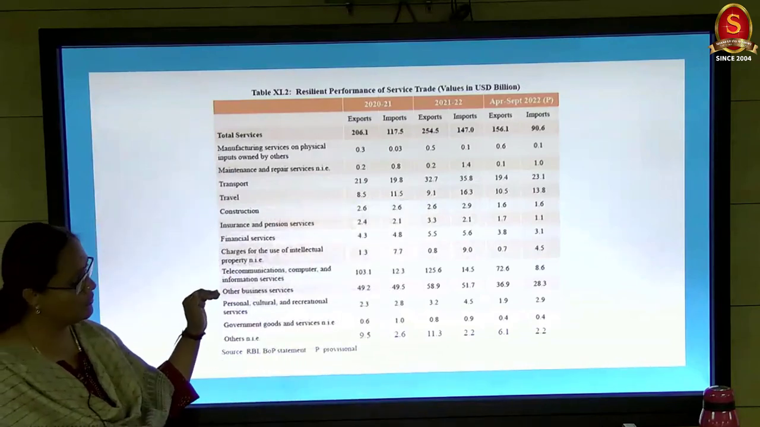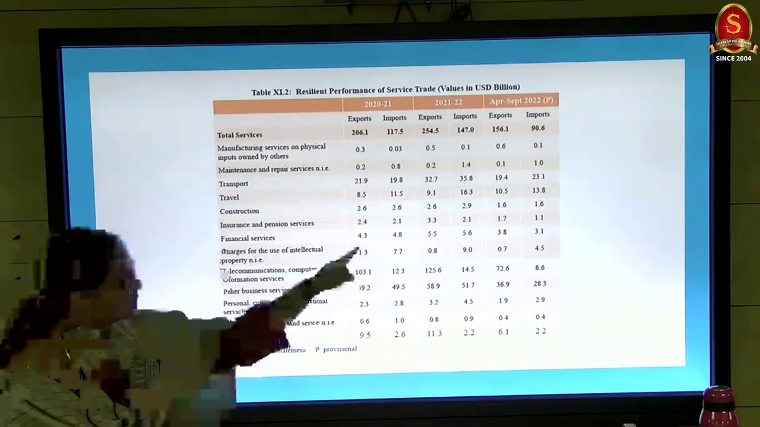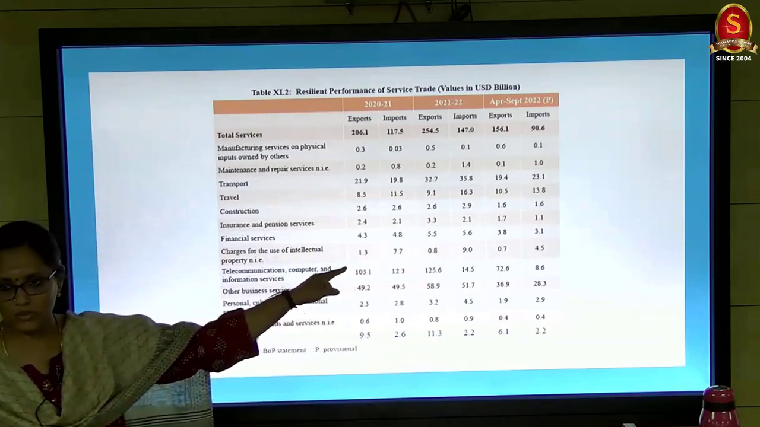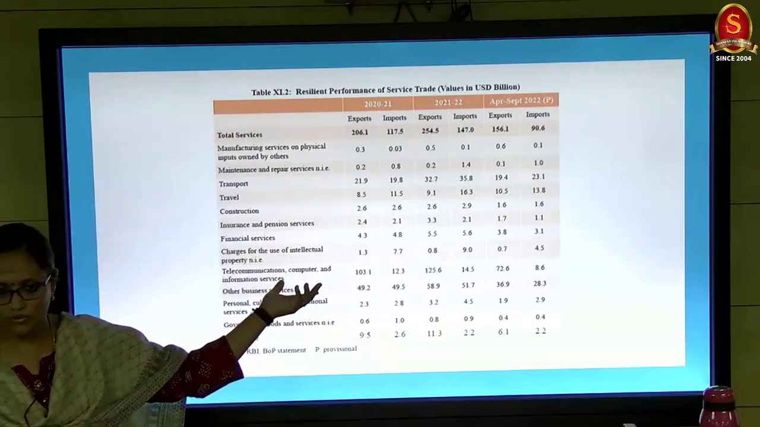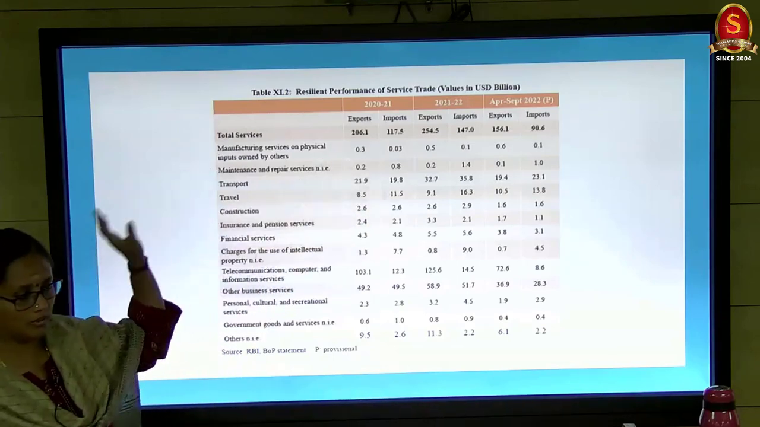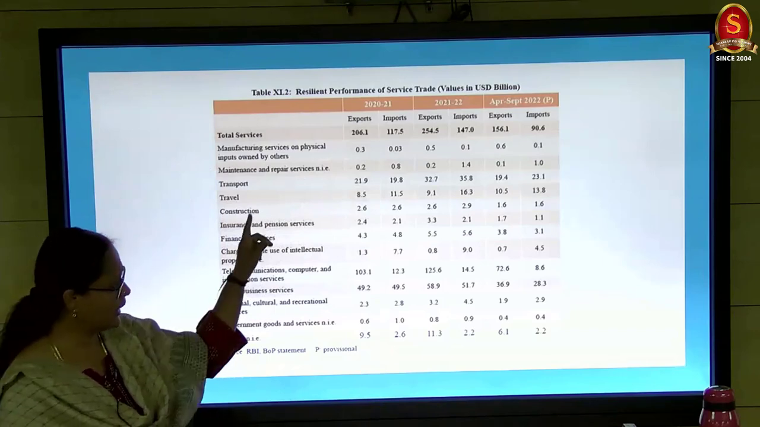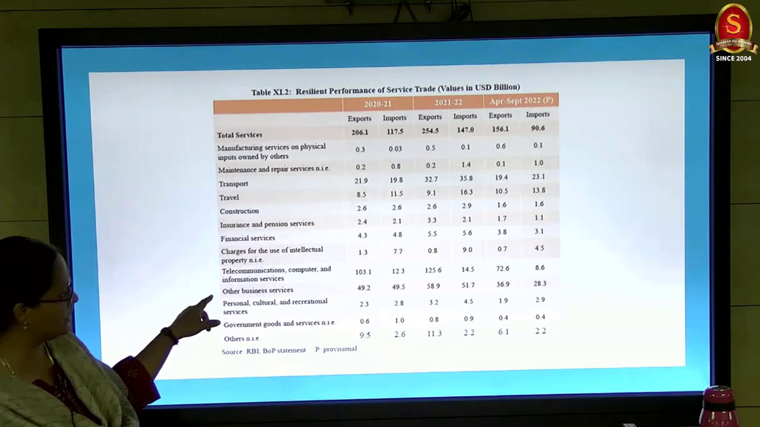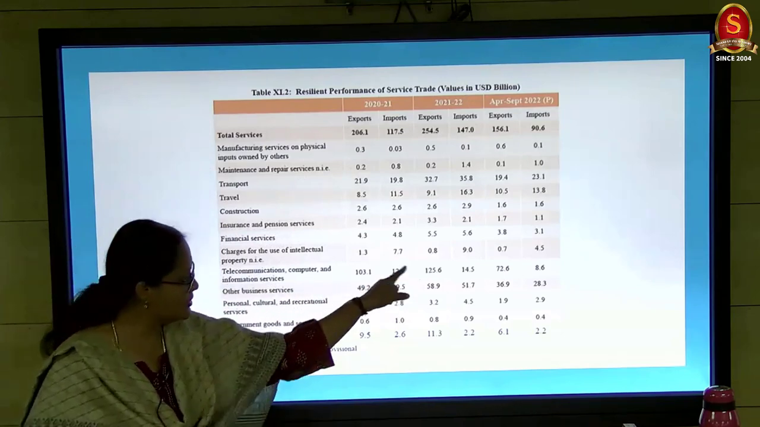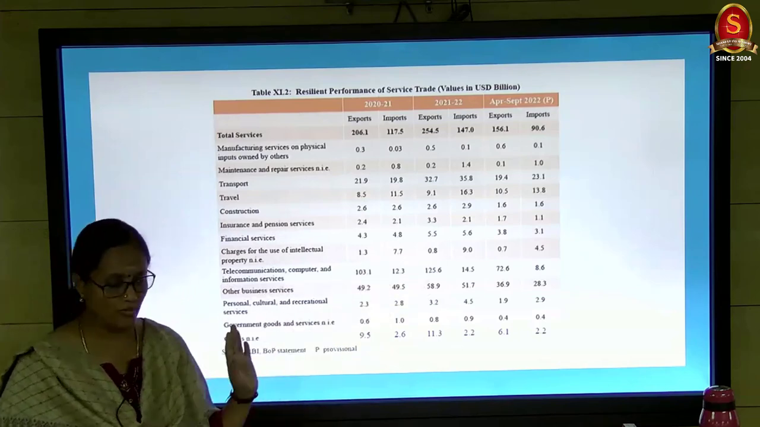These things would have performed earlier also the same way, contactless. You can see that financial services 4.3, 4.8, 5.5, 5.6. You won't see much difference because across the time it was performing the same. But you will see a very good jump in the upper part of the table. That is yet another thing. And you will also see that in terms of telecommunications, computer and information services also, there is a substantial jump in terms of the exports, right?